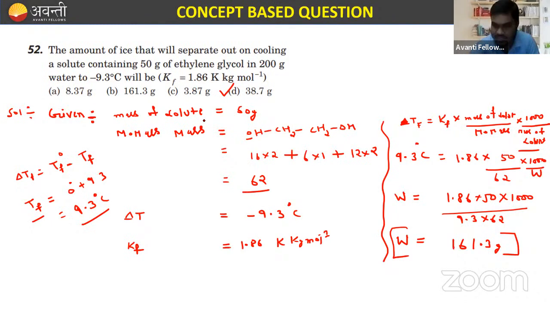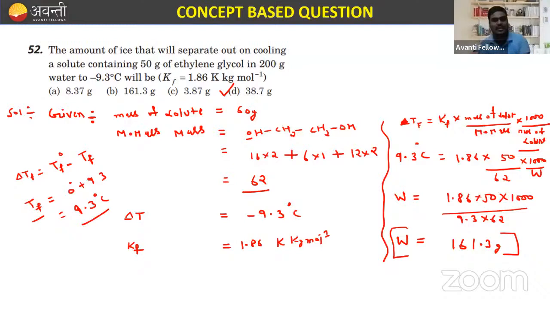Because in this question, they are asking about the amount of ice that will separate out on cooling a solution containing 50 grams of ethylene glycol. The total mass of the water is given as 200 gram, and we also calculated the mass of the solvent. It comes out to be 161 point something. So just subtract these two values, and we get 38.7 gram as the correct answer for this question.